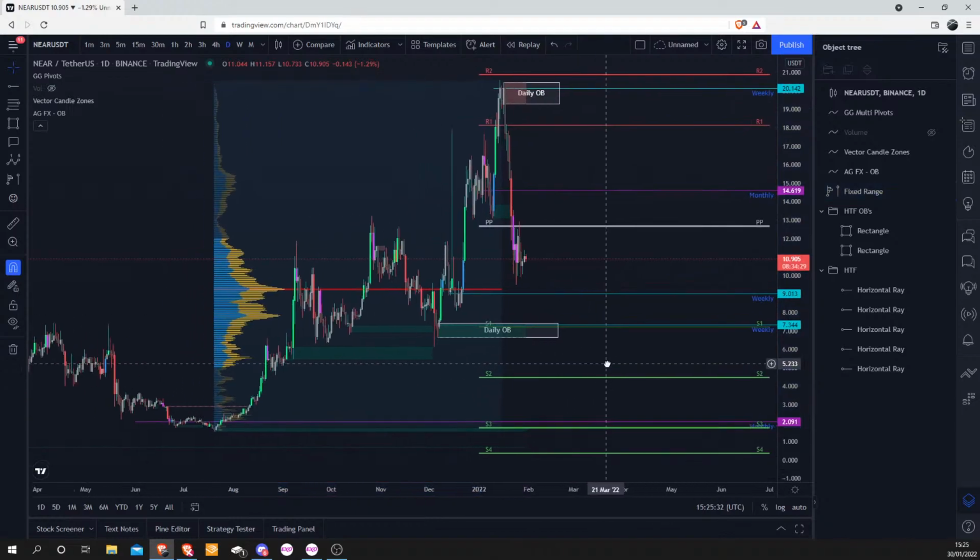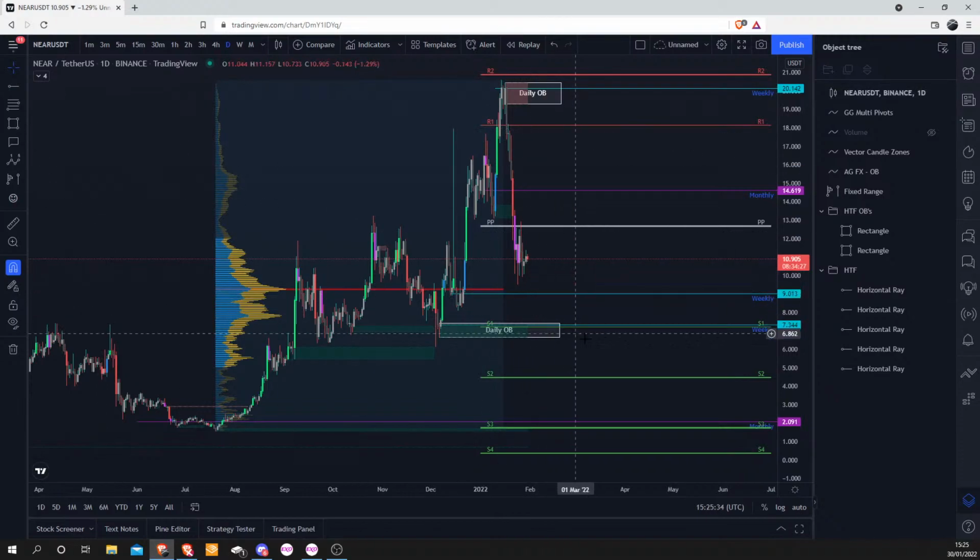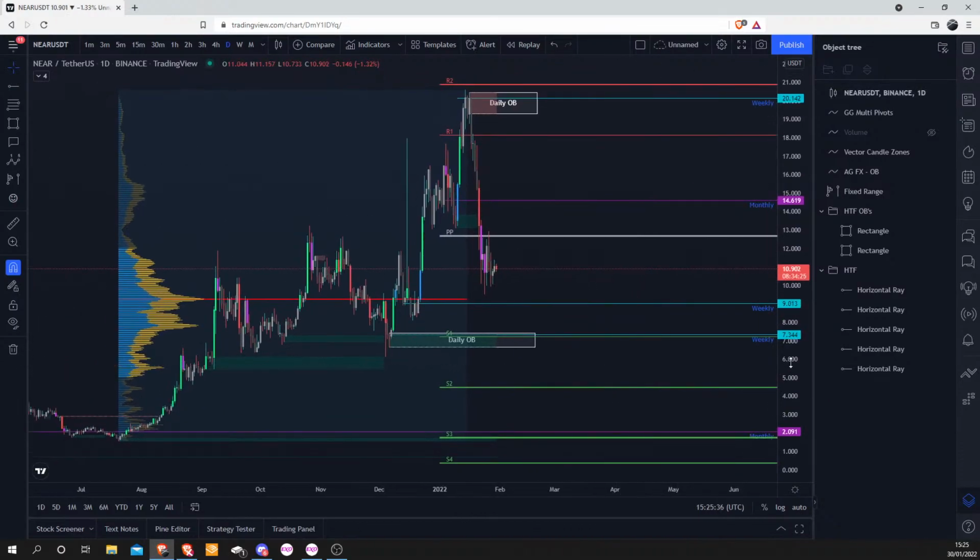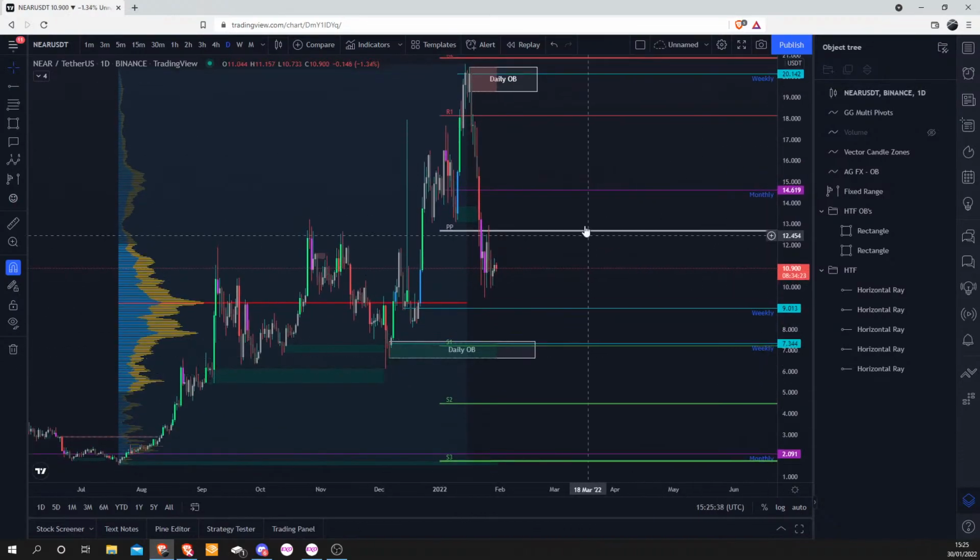I'll have a look at SAND, mate. I actually posted some TA on the Discord about SAND because that coin loves order blocks.